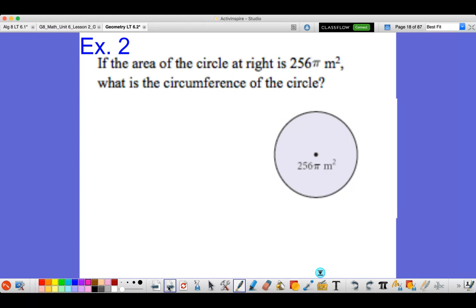And here's our second example. If the area of the circle below is 256 pi meters, so that's its whole area, and we know that from the picture because the circle is shaded in and it says 256 pi. It's not talking about circumference or any other measure, and the units are squared. So if we know that, what is the circumference of the circle? Pause the video to do the work.